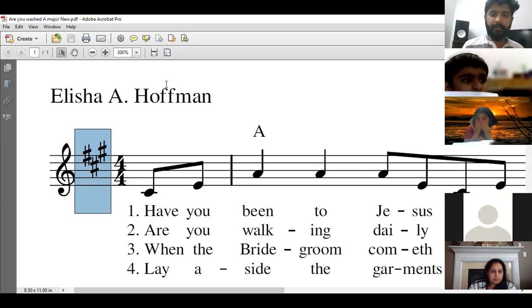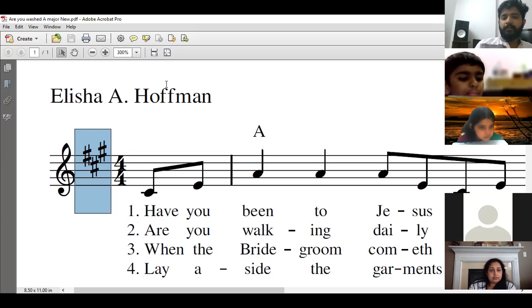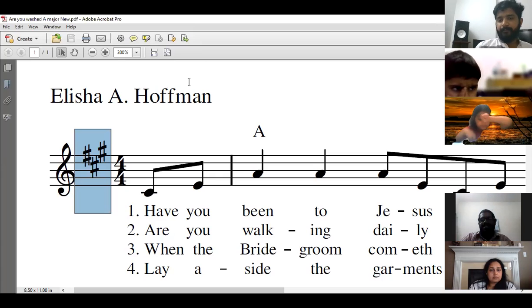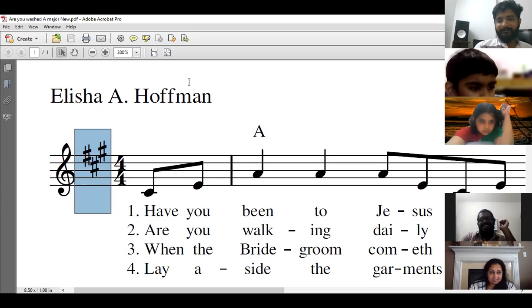Which all notes are sharp? There are 3 notes that are sharp. Find which all notes are sharp. Let me see who comes first. Very good, Jeremiah. You're an expert now. Very good, Neha.